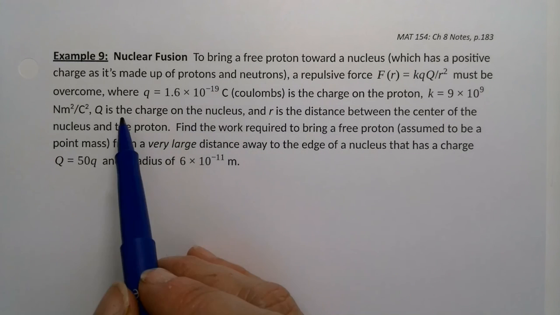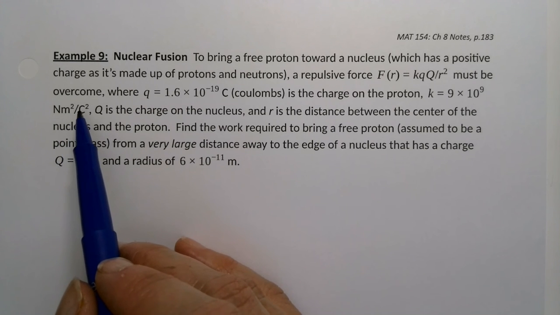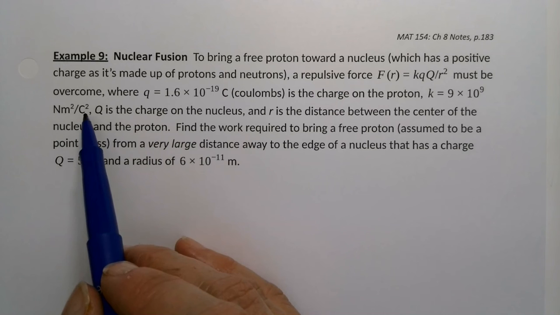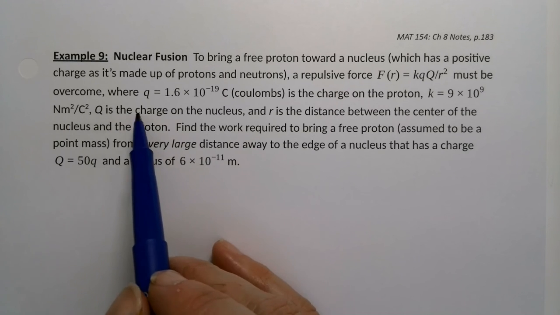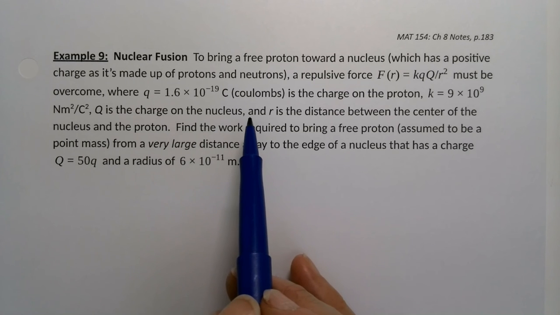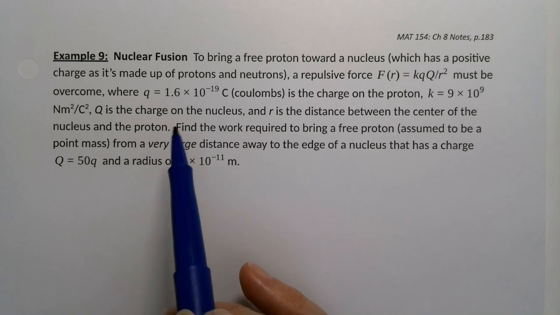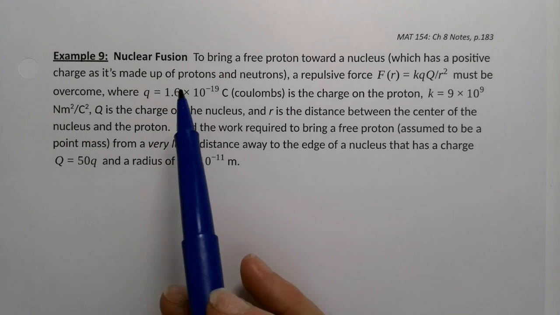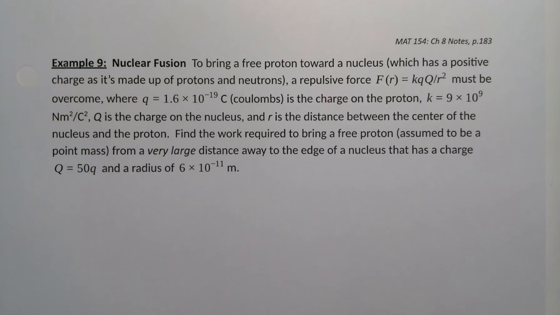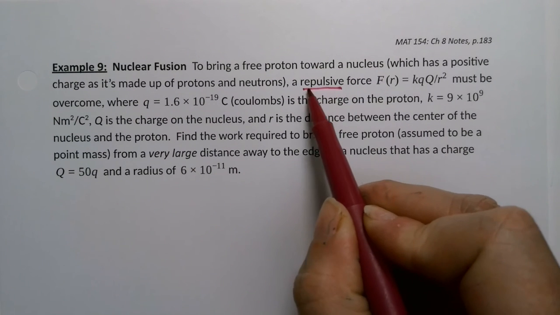k equals 9 times 10 to the ninth newton meters squared over coulomb squared. Q is the charge of the nucleus, and r is the distance between the center of the nucleus and the proton. So we're trying to bring a free proton, just one floating around, toward the nucleus. Did you catch that it's a repulsive force? Because that will be important to us. So we just want to make a note right there.